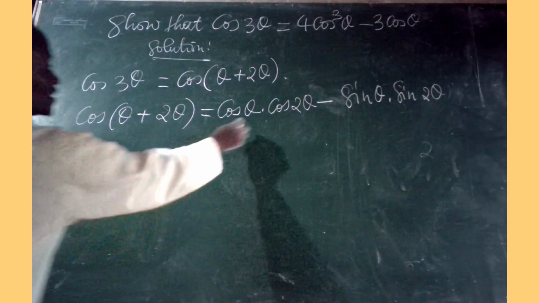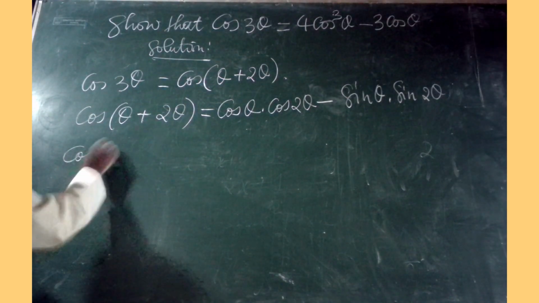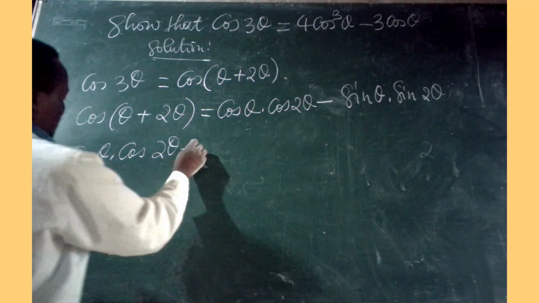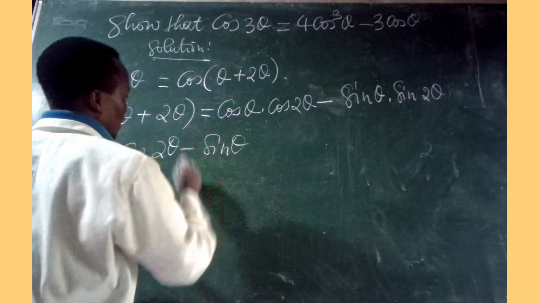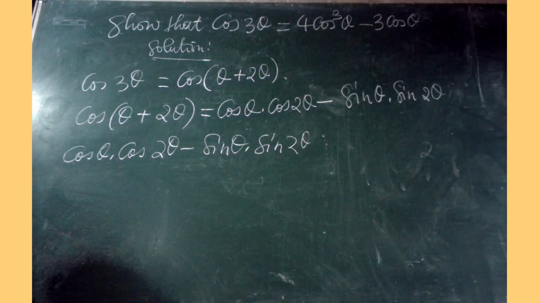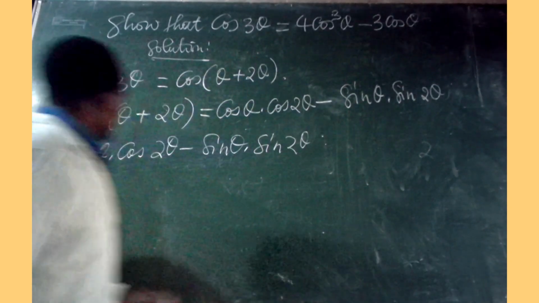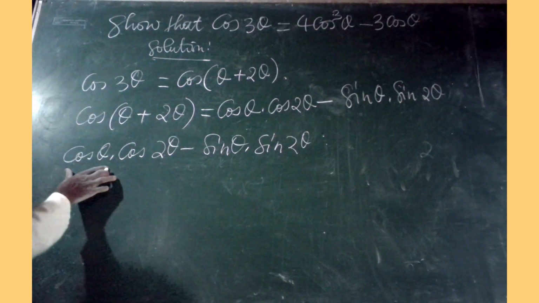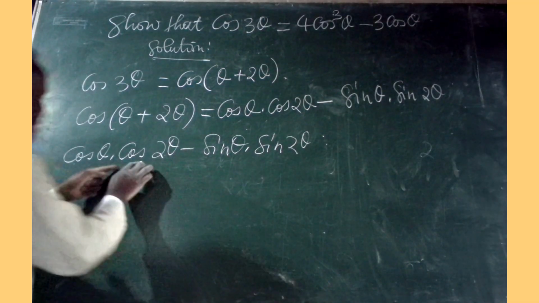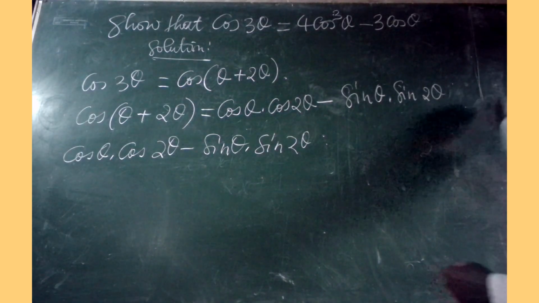Now allow me to write this on this part. It is cosine of theta times cosine of 2 theta minus sine of theta times sine of 2 theta. Now how should this be equal to that one? So when we are reaching here, remember about this one.